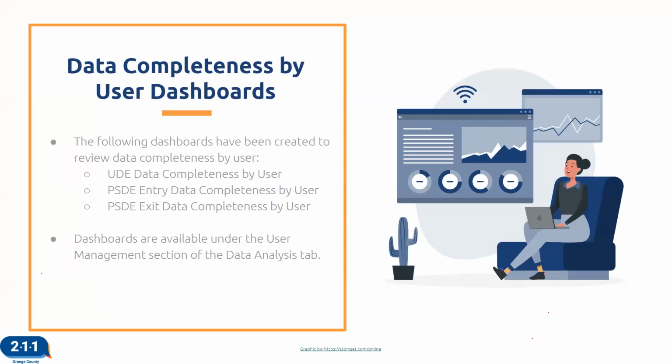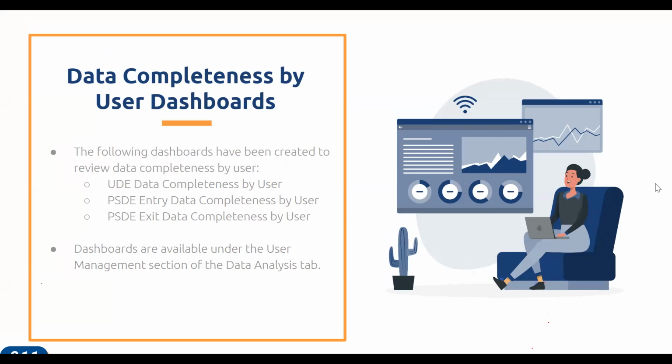Erin, can you get us started with the data completeness dashboard? Sure. Good morning, everyone. So we have published data completeness by user dashboards. So we have 3 separate dashboards. The first is the universal data elements data completeness by user dashboard. And then we have another one for program specific data elements at entry, as well as program specific data elements at exit. These dashboards are available now under the user management section of the data analysis tab.